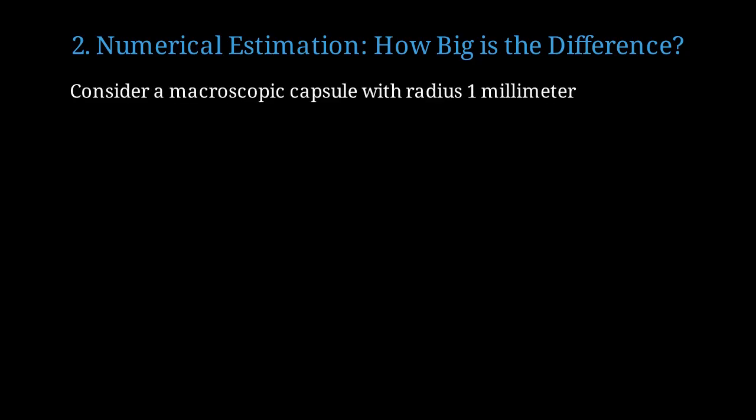First, let's consider a macroscopic capsule with a radius of 1 millimeter, about the size of a small pill. That's 1 millimeter, or 10 to the minus 3 meters. The surface-to-volume ratio is 3 divided by 10 to the minus 3, giving us 3,000 per meter.